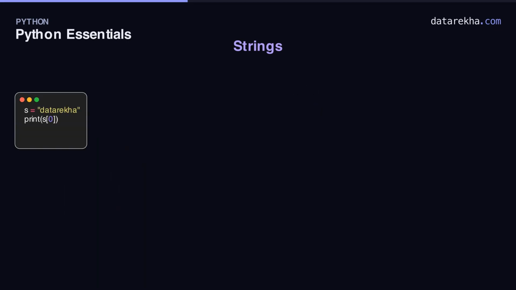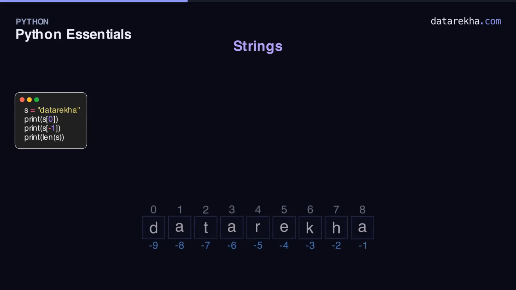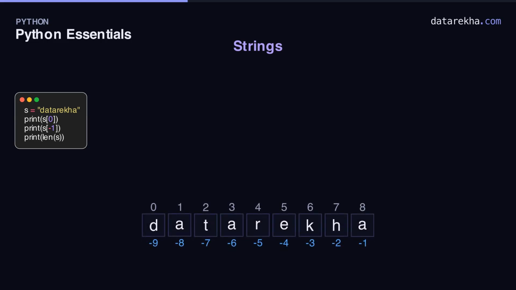Now indexing. Every character has a position, and positions start at 0, not 1. Here is the word laid out. The top numbers count from the left starting at 0. The blue numbers count from the right starting at -1. So s[0] is the first letter, D. Watch the box light up. And s[-1] is the last letter, A, reaching in from the right.